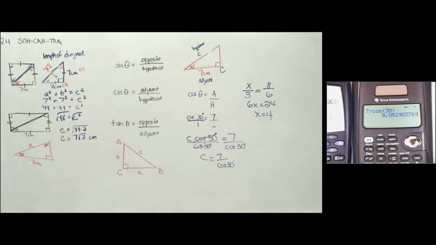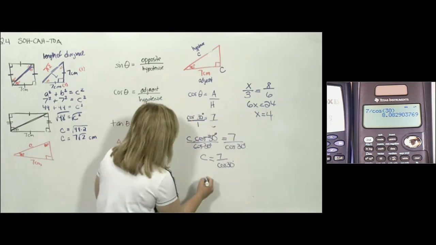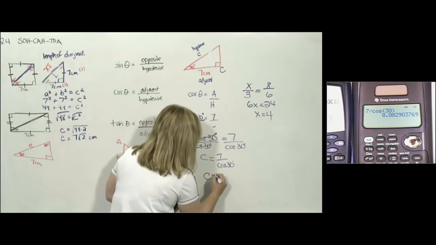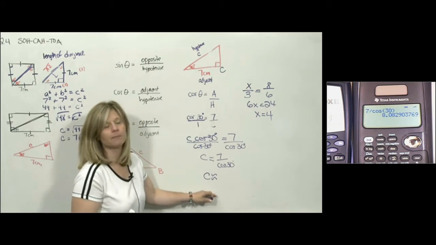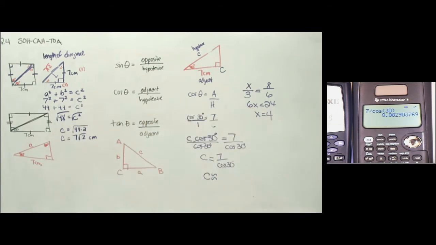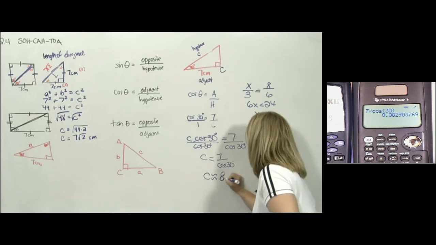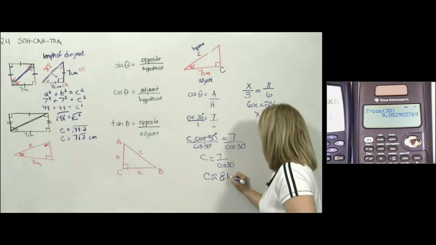Okay? Now, on your homework, you have to read what they want you to round to. I believe this said round to the nearest tenth. So I'm going back to the board. C is approximately, and if I look at that decimal, if I round to the nearest tenth, it would be 8 and 1/10, and this was in centimeters.